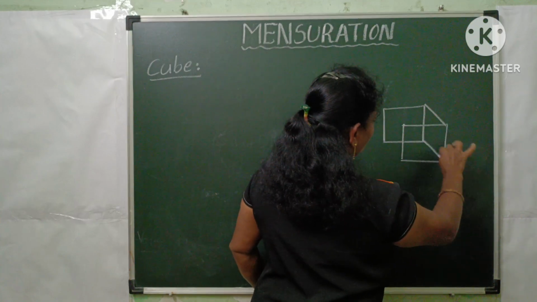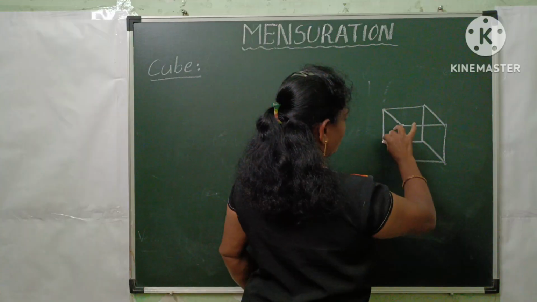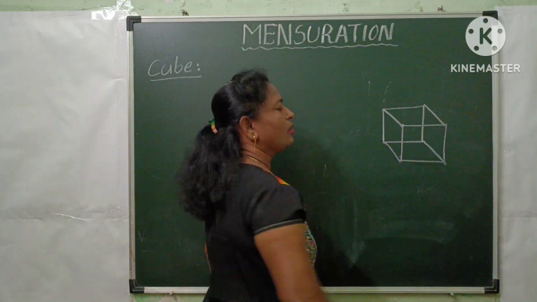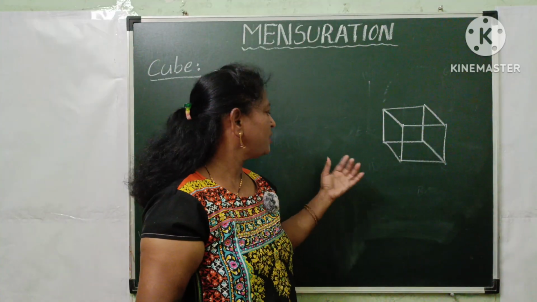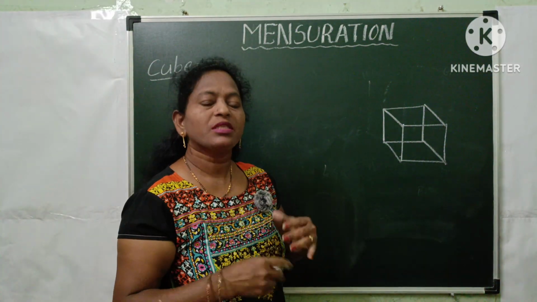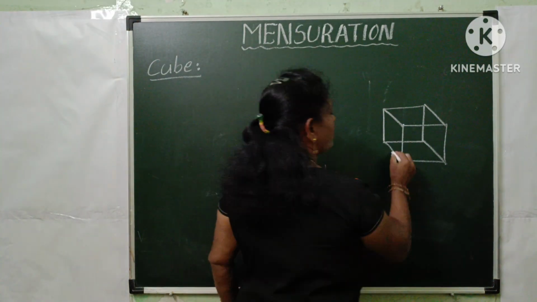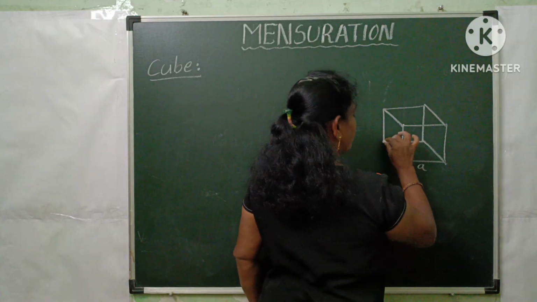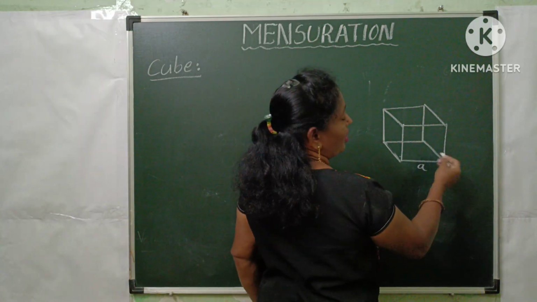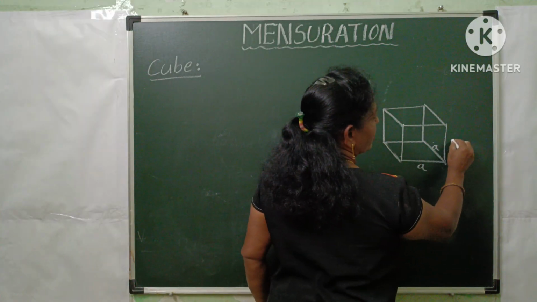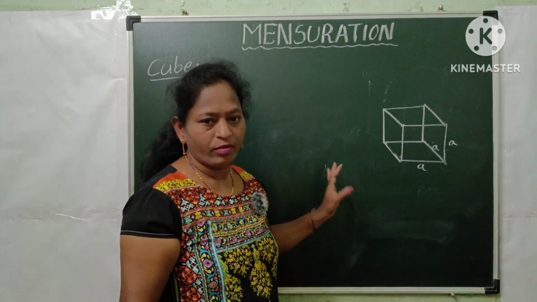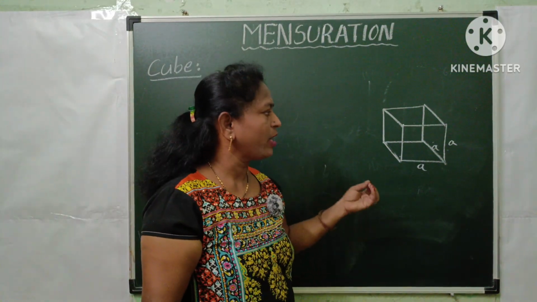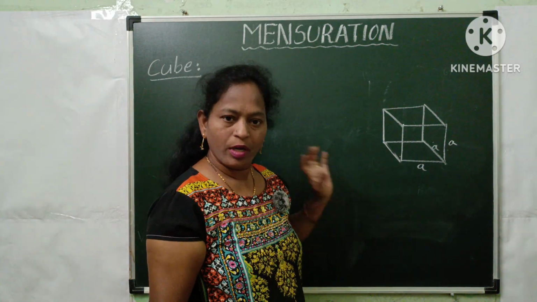See the square cube here. Cube has a square, 4 sides are equal. Cube means 6 square faces. So each side we are taking as A. Means all sides are equal. Length equal, breadth equal, and height also equal. Length, breadth, height, all are equal only.